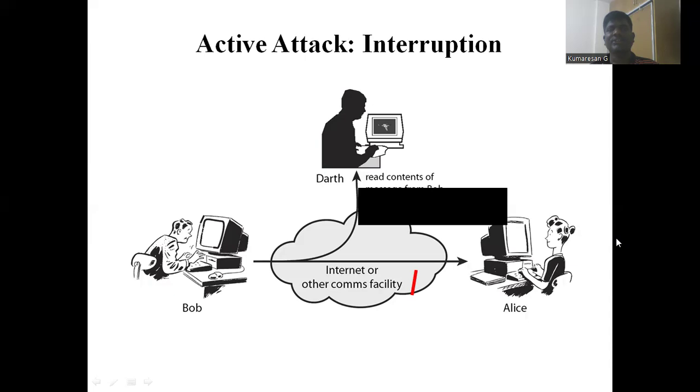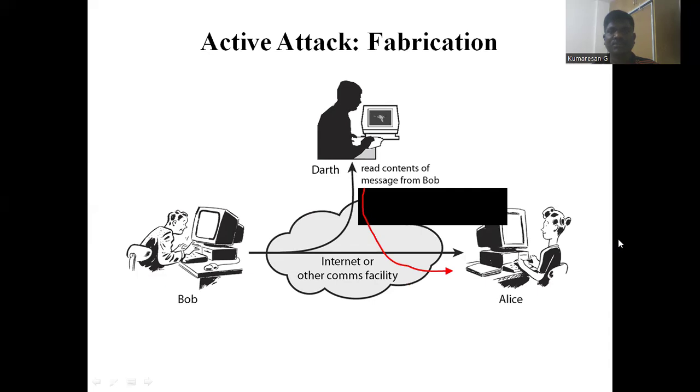Now let's see active attack. So what is active attack? In a passive attack, someone is reading the information, and finally they make use of it for their own purpose or some other purpose. Now, what is an active attack? Again, there are two parties, Bob and Alice. They are trying to send some confidential information from Bob to Alice. But what will happen when the third party, Dart, reads the content of the message from Bob?